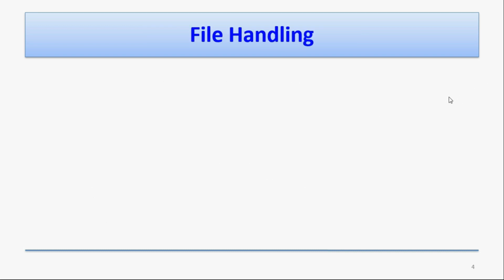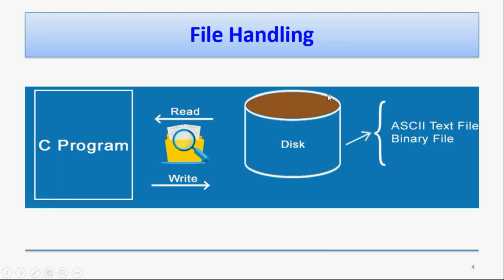Next one is what is file handling. By using C programming, we can read files which are stored in the disk. At the same time, we can write files to the disk. Those files can be ASCII text files, or what we call text files, or binary files. So by using a C program, we can read files from the disk and write files to the disk. It may be a text or binary file.